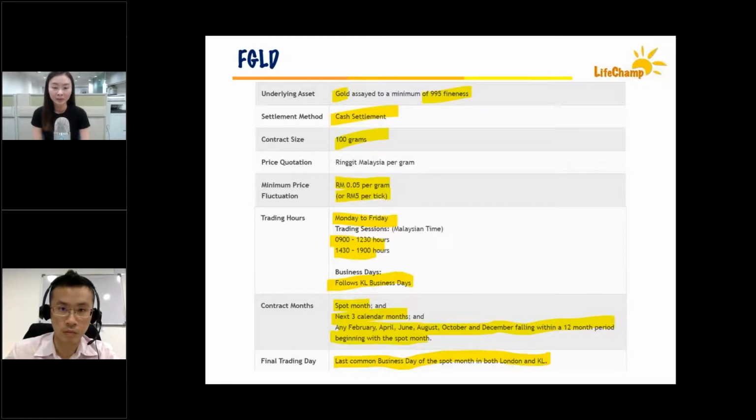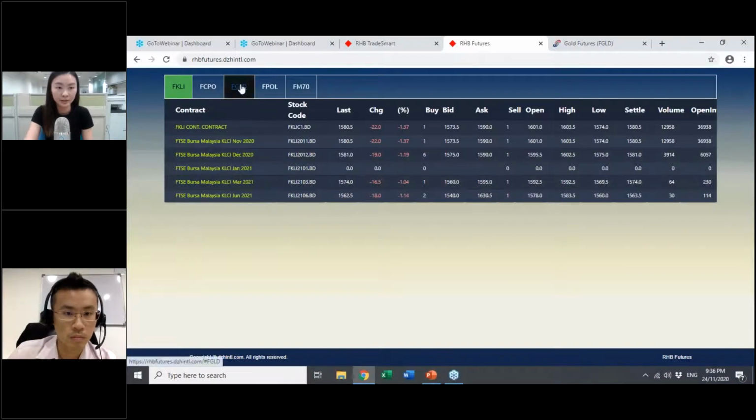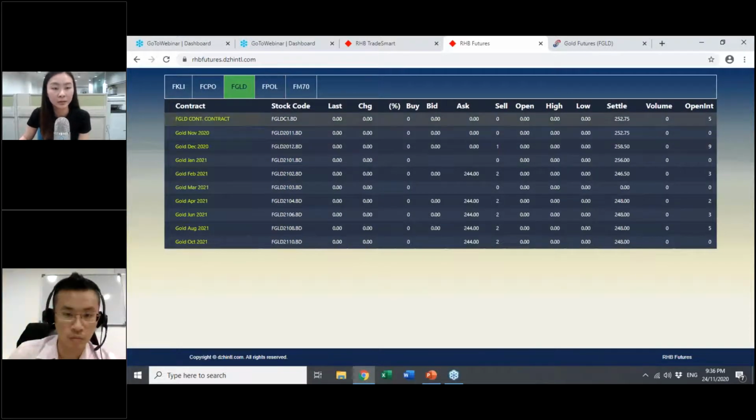Contract months: the spot month, the next 3 calendar months, and any February, April, June, August, October, and December falling within the 12-month period beginning with the spot month. So you start from the spot and continue within 12 months. I'll show you FGLD. So this is the contract that is available for gold. Spot month, November.